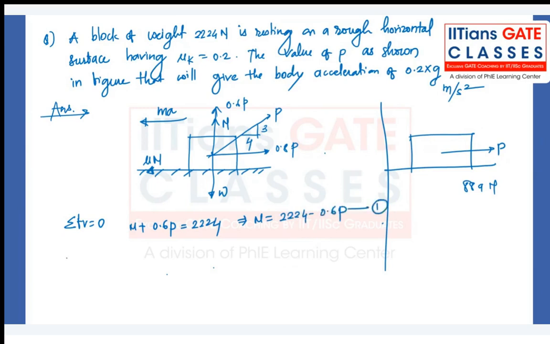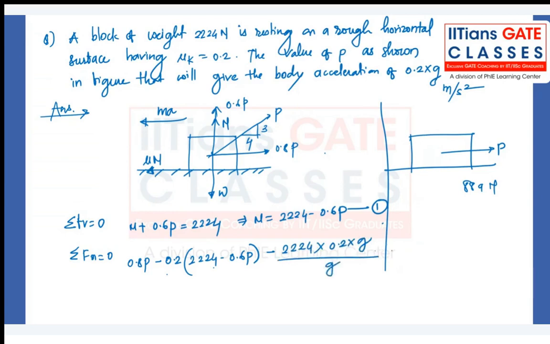Summation of all forces in the horizontal direction equal to zero. If you use that, Px, that is 0.8 times P, minus mu times N. So 0.2 times N, which we have just calculated as 2224 minus 0.6P, equals minus m a, mass times acceleration. So 2224 into 0.2 into g, and this is weight, so you should again divide by g, and that is equal to zero. So g will get cancelled.